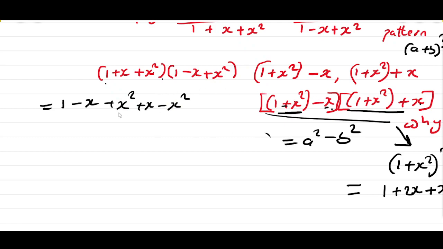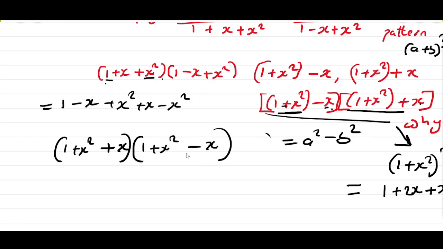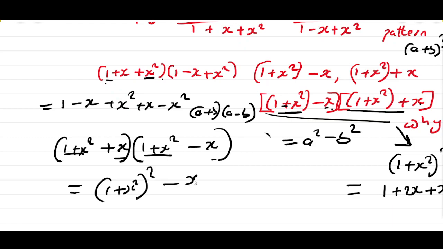But then we realize that we can write some part of it, just group this guy, you get 1 plus x squared, then you get plus x here, then you get 1 plus x squared, and I have minus x. So you see this is a, and this is a, this is b, and this is b. So this is a minus b multiplying a plus b, which everything boils down to a squared minus b squared. So we are going to be using this to simplify this term.